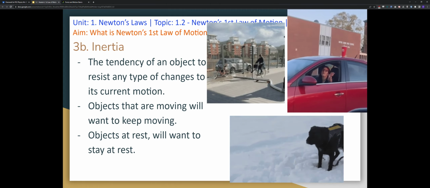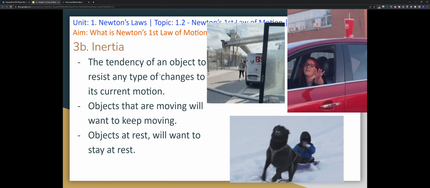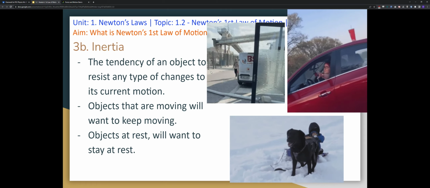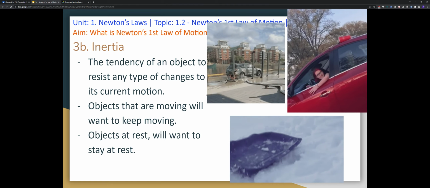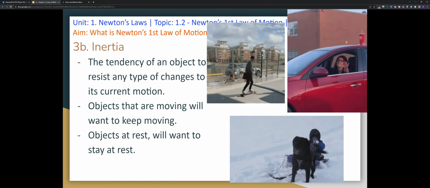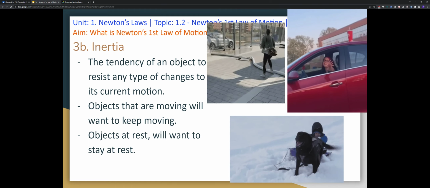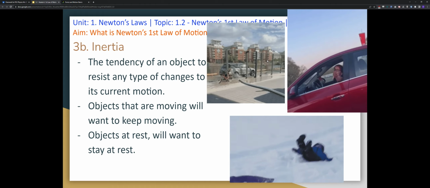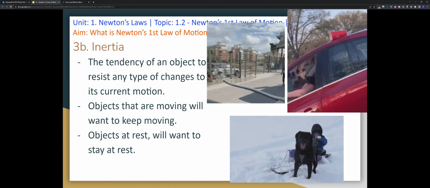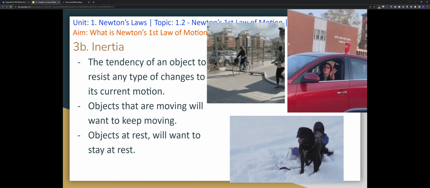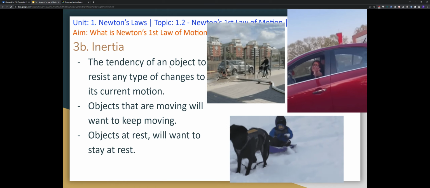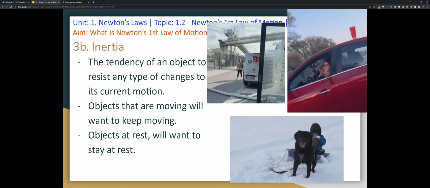Again, inertia, in other words, objects that are moving will want to keep moving, and objects at rest will want to stay at rest. Case in point, the top two GIFs. Let's take a look at the top left one. The guy on the skateboard. His skateboard gets caught on the hose, and the man on top of it, well, he continues going. Objects that are moving will want to keep moving.